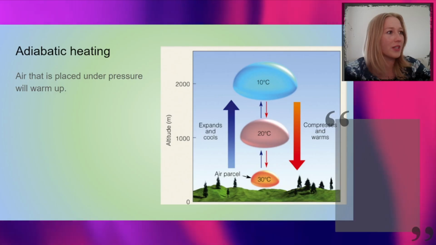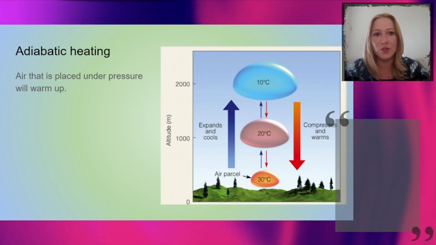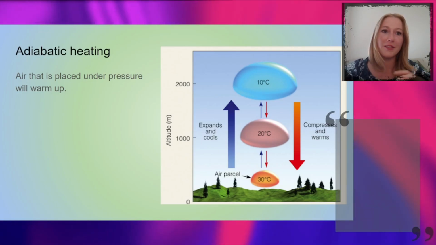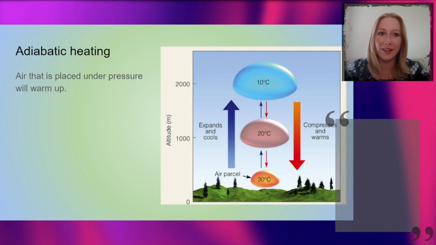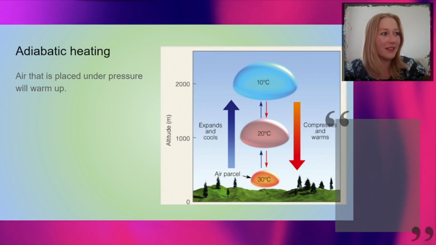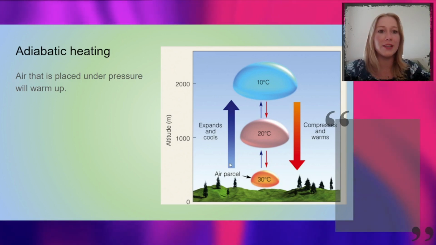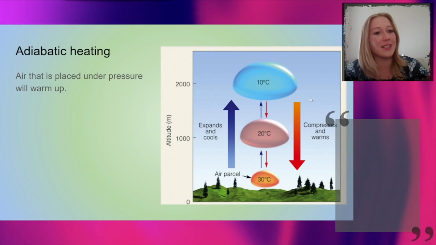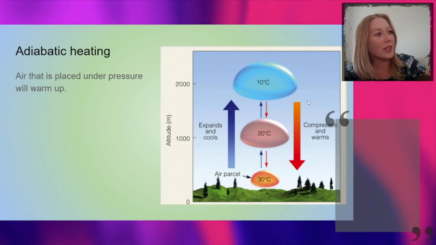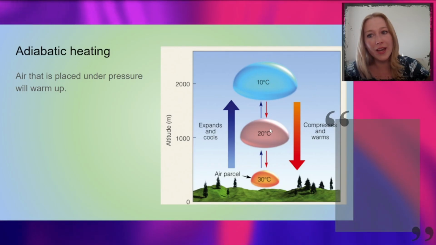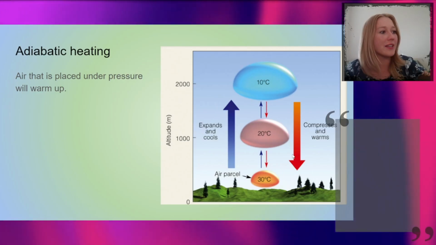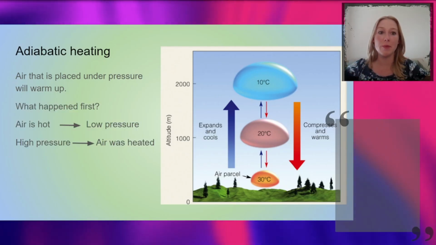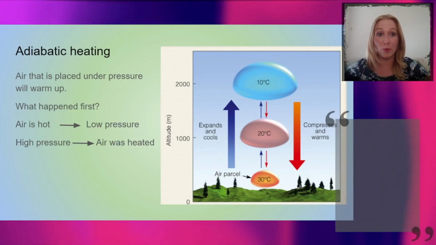An example of this is an aerosol tin, like deodorant or anything else that you might spray. Anything in a pressurized tin that you spray, if you feel it, it feels cold. And this is why: that sudden relief of pressure also drops the temperature. And in adiabatic heating, it works the other way. So we apply pressure to the air, and it warms up as it gets towards the surface of the earth.